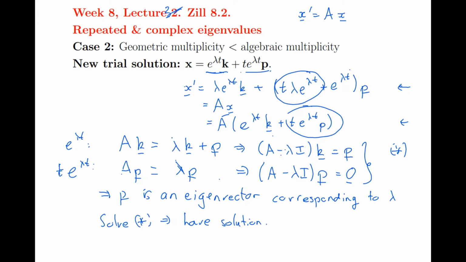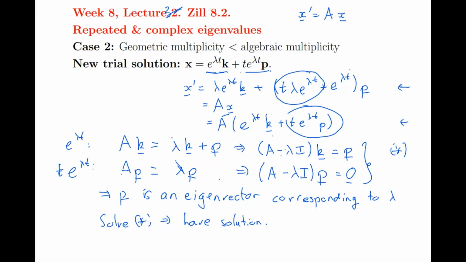Now, A minus lambda I is a non-invertible matrix. So if you just tried to solve A minus lambda I times K equals P, in general, that equation would have no solutions. But if it does have a solution, then you found your second linearly independent solution. And it will be the case that when you're doing this case where the geometric multiplicity is less than the algebraic multiplicity, then this equation will always have a solution.